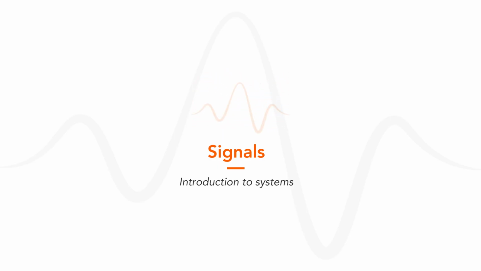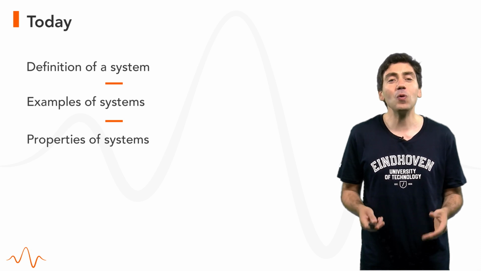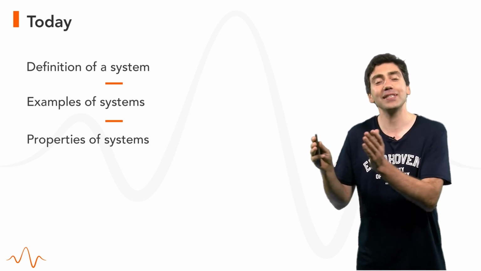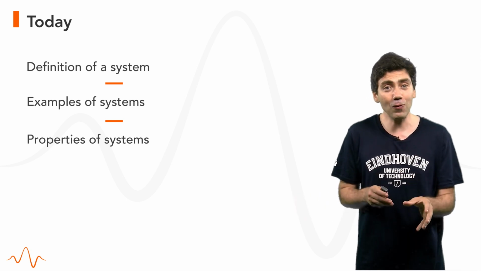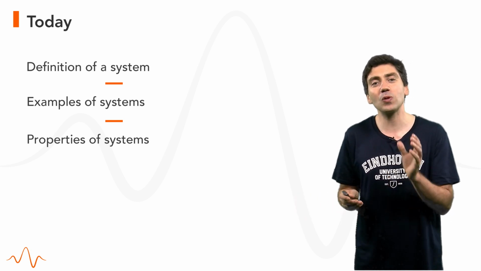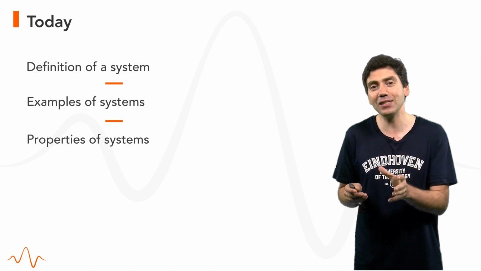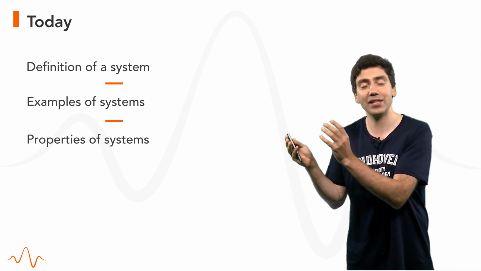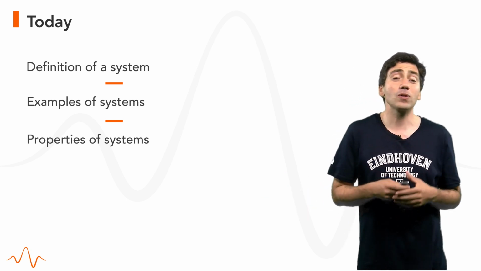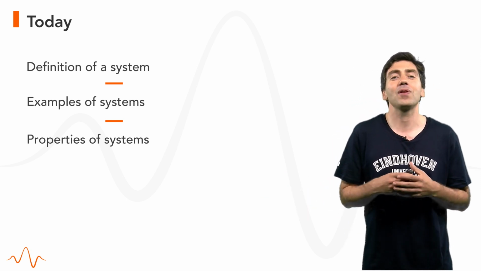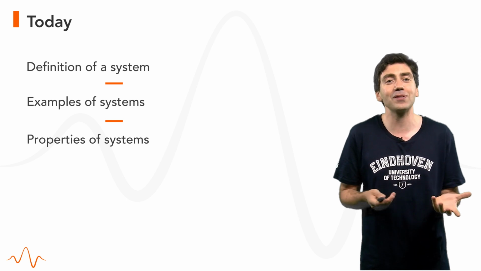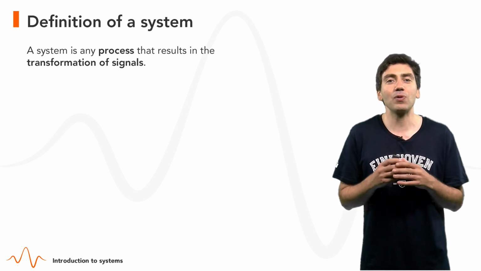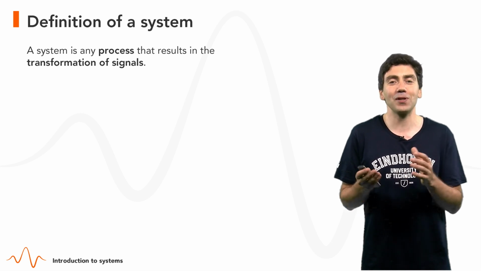In this video, we'll talk about systems, which are intimately related to signals. Since our focus is on signals, we'll talk about systems insofar as they tell us something useful in terms of signals. We'll start with the definition of a system, then a few examples and a few properties of systems.